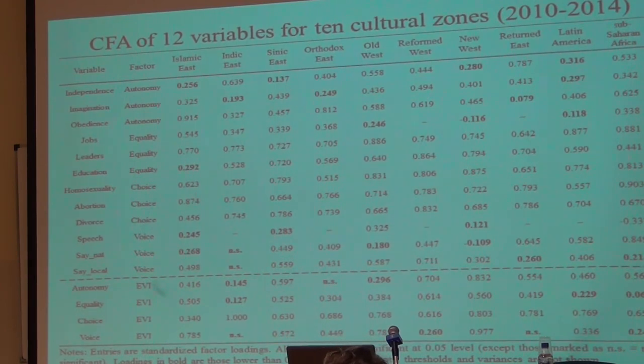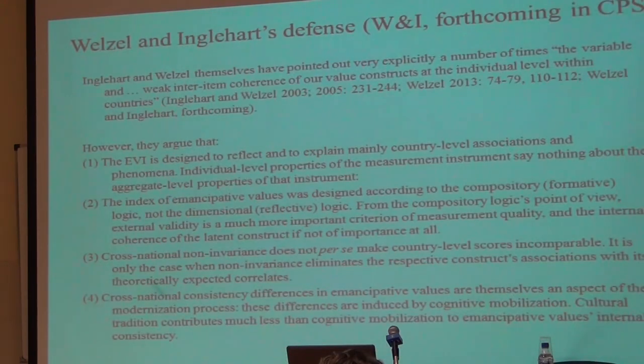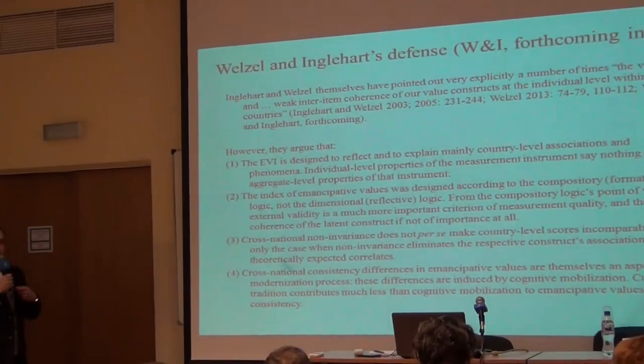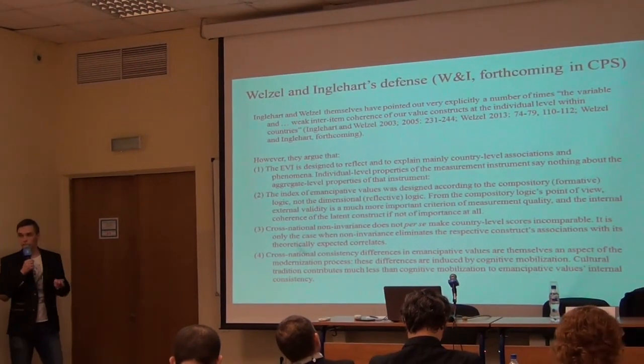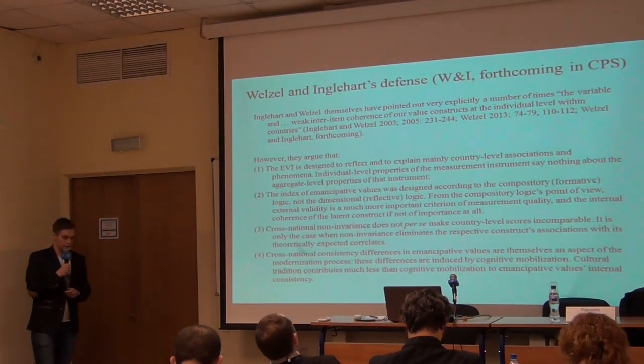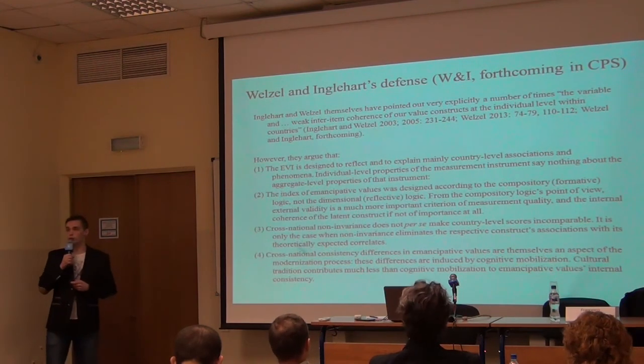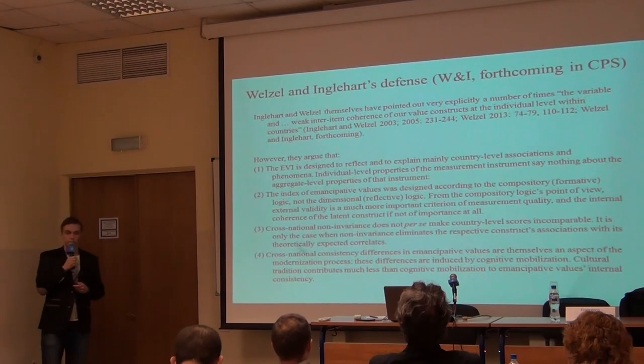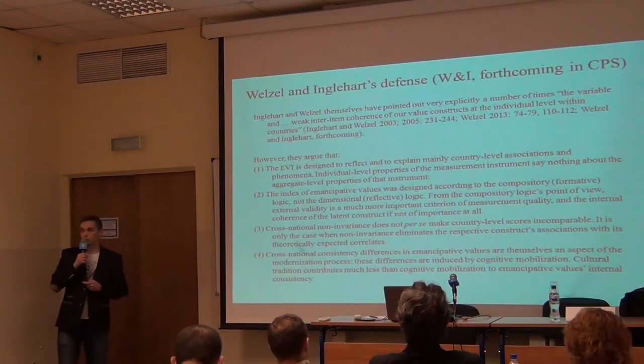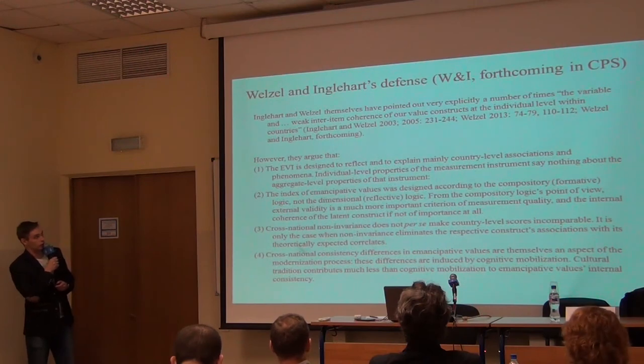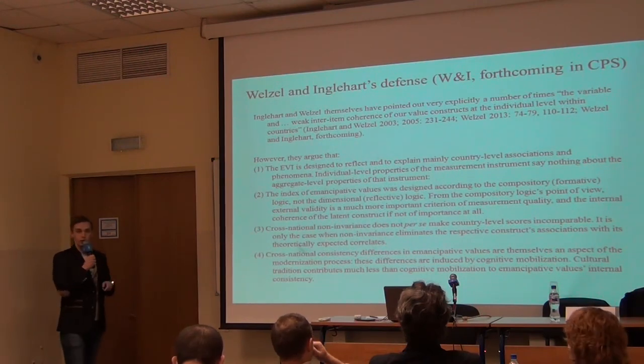And people actually combine the items measuring choice in their heads, but people do not combine other items and other sub-dimensions in their heads. So it's also not very surprising, right? Some other scholars have pointed out that the dimensionality of emancipative values and other values is under question, and Chris Welzel and Ronny Inglehart also pointed it out in recent papers, but they do not consider the fact of non-invariance as problematic for the theory and for the measures.